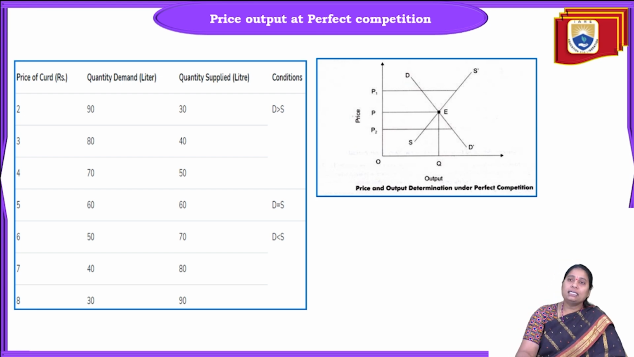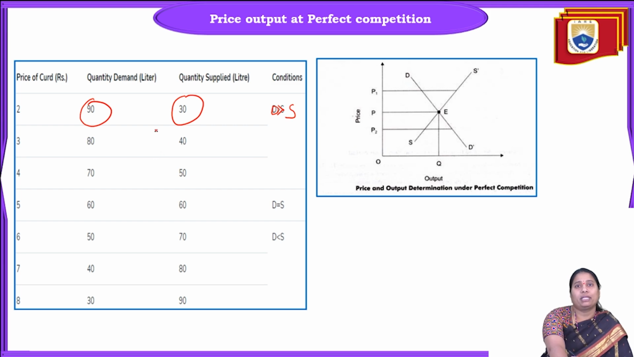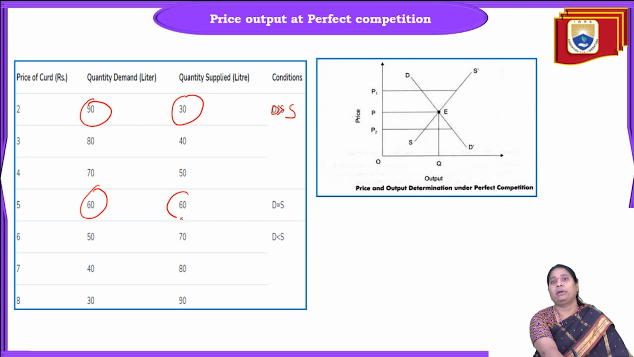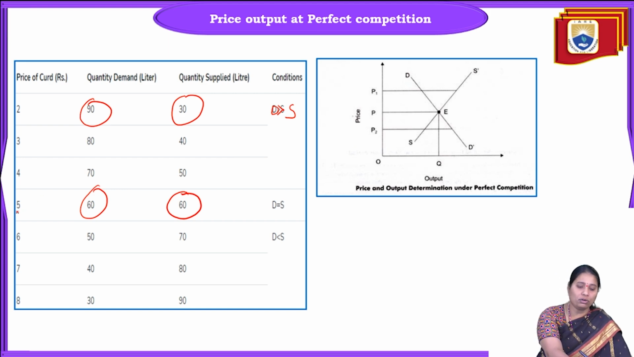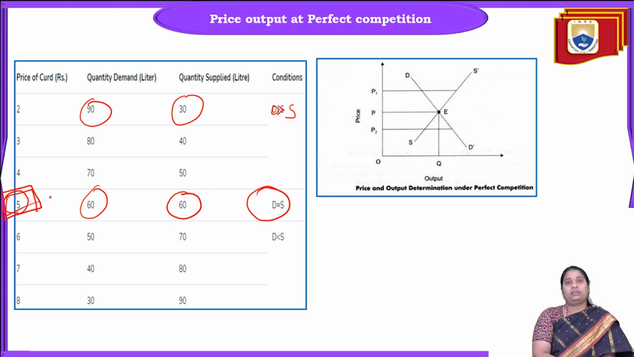The next thing is, as a buyer, price and output in perfect competition means they have to see the price of the curd. If the quantity demanded is 90 and the quantity supplied is 30, then demand is more than supply, and the prices will be very high. Whenever the quantity demanded is 60 and the quantity supplied is 60, then the price of the curd will be 5 rupees, and demand equals supply. So they can fix it as the best price to be introduced for the product.